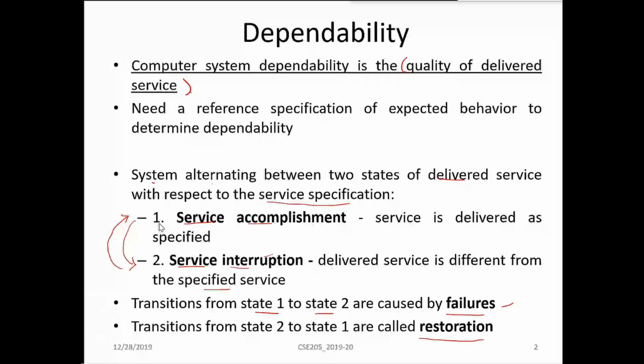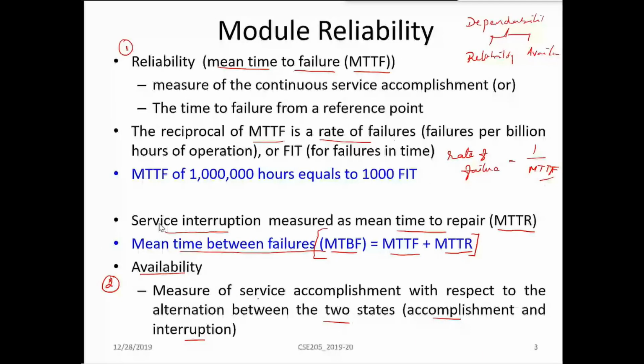For reliability, you know MTTF, and the reciprocal of MTTF is the rate of failures. Similarly, mean time between failures is mean time to failure plus mean time to repair. The next one is availability, which is mean time to failure divided by mean time to failure plus mean time to repair.